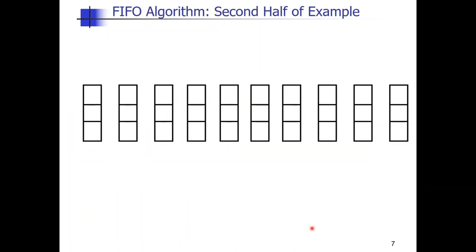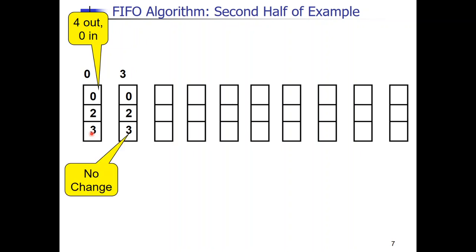This is the second half of the same example. So next we are bringing in 0. The reference is for 0. Earlier I said 4 was the next one out. So 4 goes out, 0 comes back in, and the same thing repeats. 3 is the next one requested, 3 is there, so no page fault, no change. 2 is next, no page fault, no change.